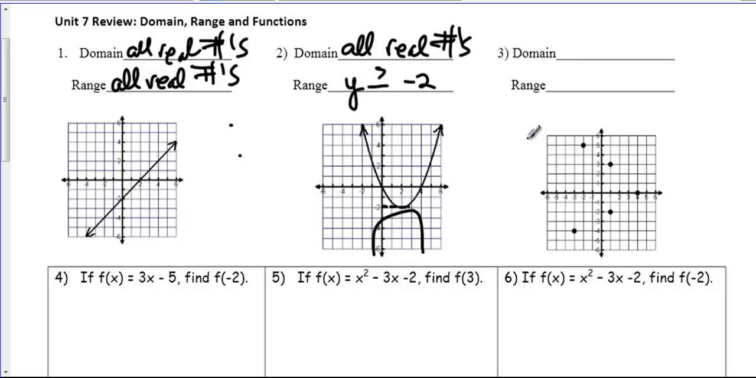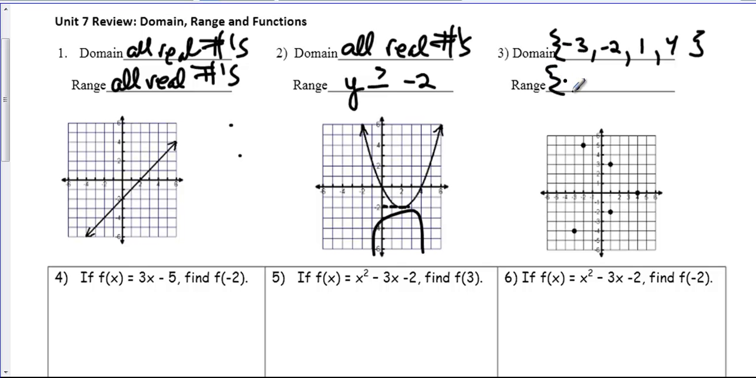And then number 3, now we have just points on our graph. When we have points on our graph with no line connecting them, we are reading just the values of the ordered pairs. We don't have to set up inequalities or a statement like all real numbers. Instead we're just going to read the values. So I see a point at -3. I see one at -2. I see 2 of them at 1, but I only list that once. And then I see one at 4. So I have a set -3, -2, 1, and 4.